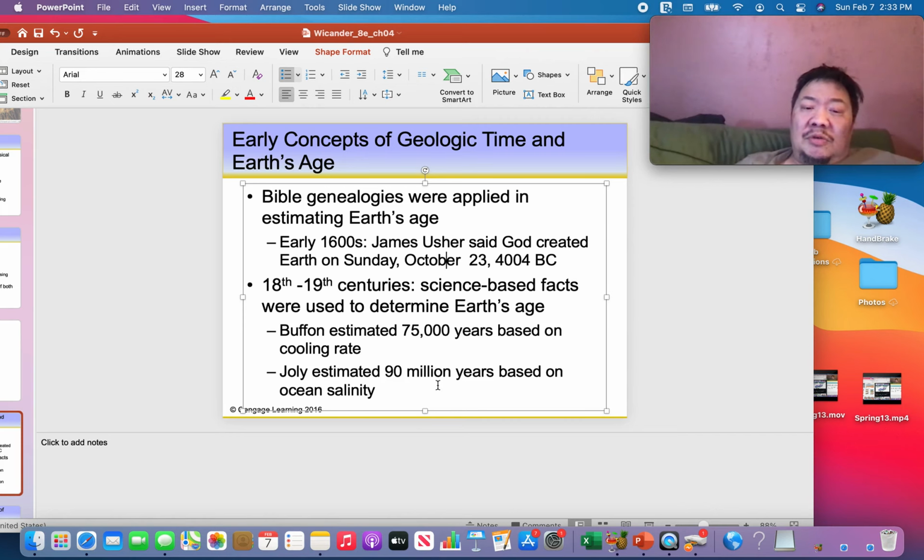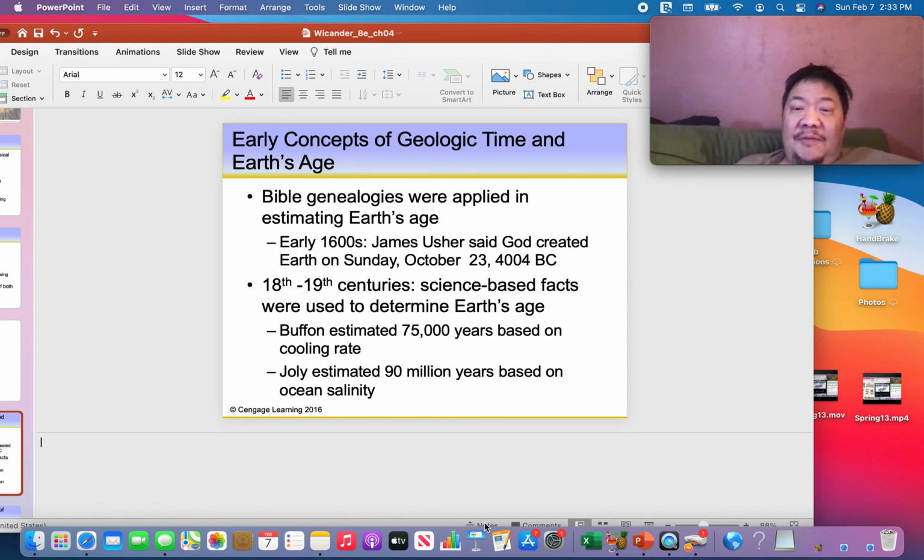Then Monsieur Joly calculated the Earth to be 90 million years old based on how salty the oceans are. And he made his estimate based on how much salt he thought was being added to the oceans and how salty it is now. But that is way off because he did not consider the fact that marine organisms remove salt from the water to make their shells and bones.